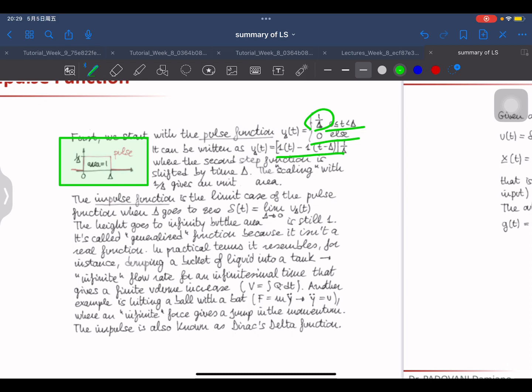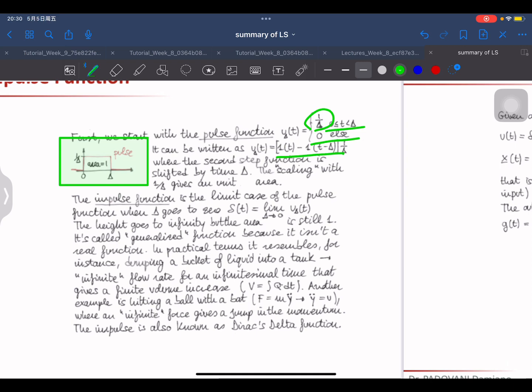The impulse function is the limit case of the pulse function. When delta goes to 0, the limit of u-delta(t) is delta(t). The height goes to infinity, but the area is still 1. It's called a generalized function because it isn't a real function. In practical terms, it isn't realizable.